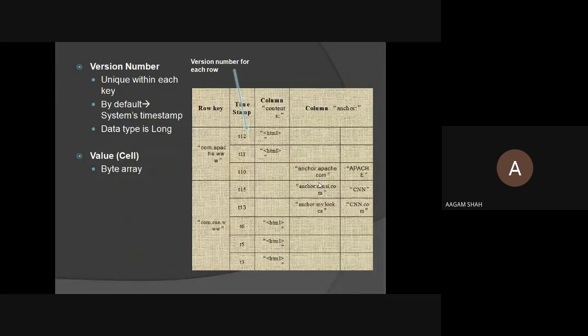Next is the version number, also known as timestamp. The version number is unique within each key. By default, the system's timestamp data type is long. It uses a long variable as the data type for the timestamp. And the next is value, also known as cell, and it is represented by a byte array.